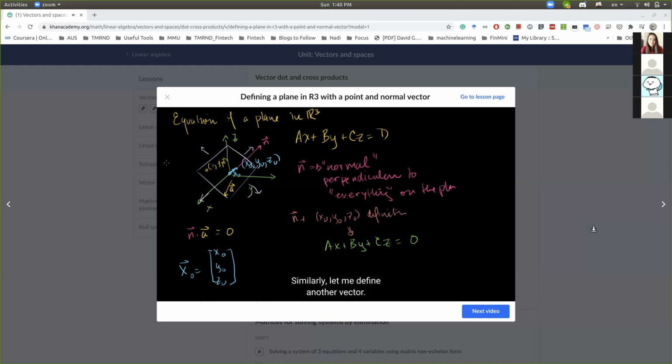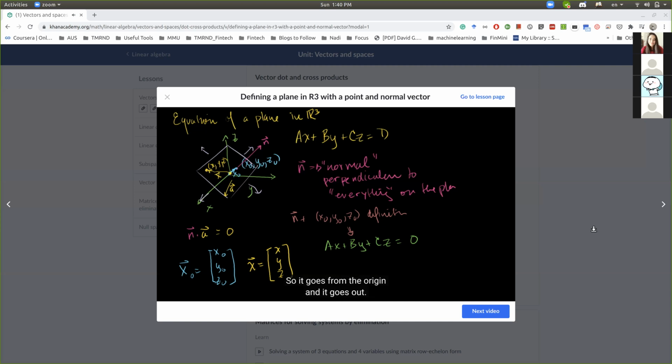Similarly, let me define another vector. I said this was some other arbitrary point on the plane, x, y, z. And so this is true for any point on the plane. Let me define another vector, x, and I'm going to define that as x, y, and z. So once again, like x naught, the vector x, let me draw it right there. This vector x does not lie on the plane. It goes from the origin. It's a position vector that specifies a point on the plane.